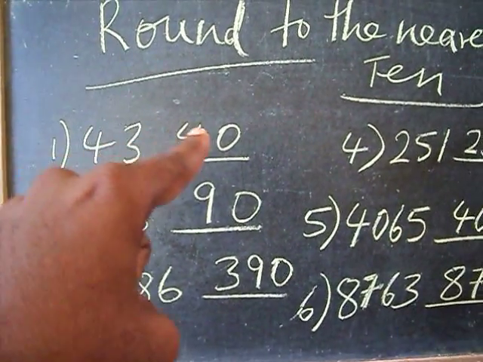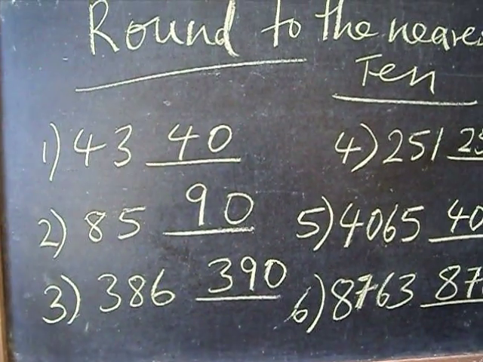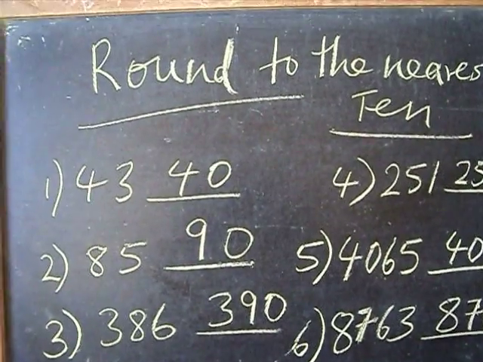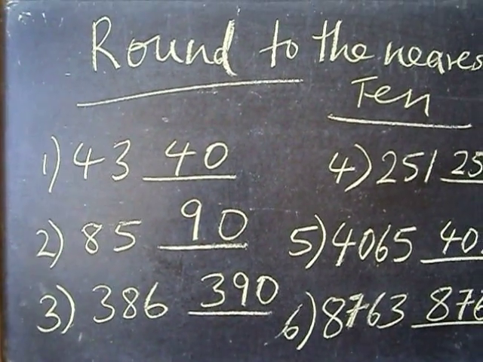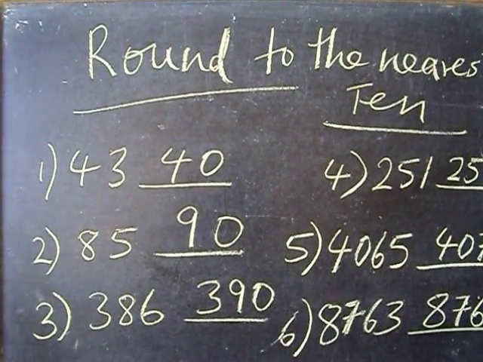43 is closer to 40 than to the next set of 10, which is 50. So 43 is closer to 40 than to 50.